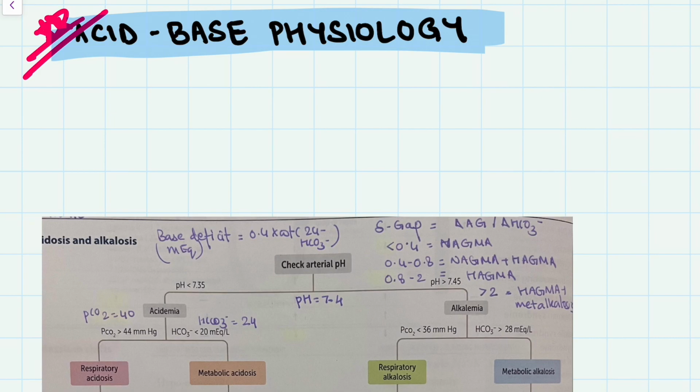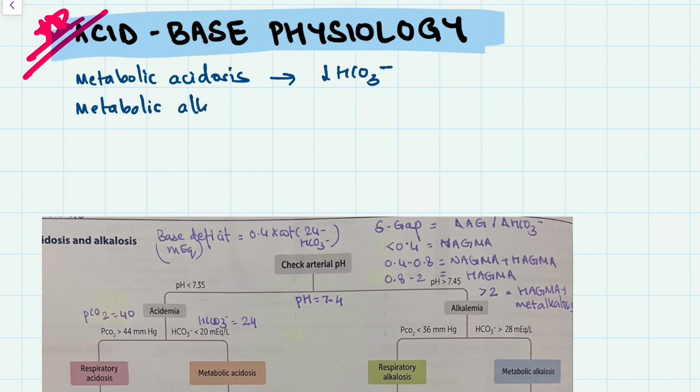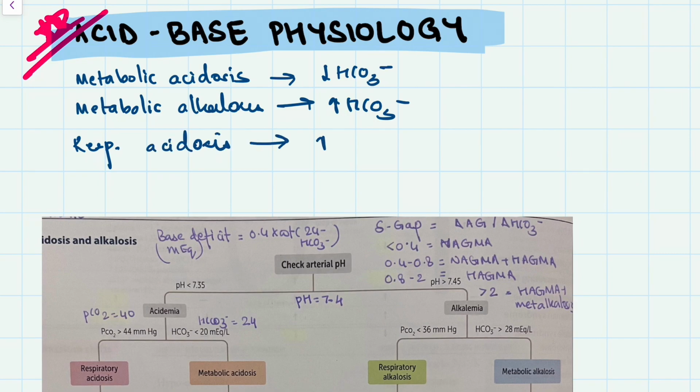So first we have metabolic acidosis. It means that there is a loss of bicarbonate basically. Metabolic alkalosis is an increase in bicarbonate. Then respiratory acidosis is an increase in carbon dioxide, while respiratory alkalosis is a decrease in carbon dioxide.